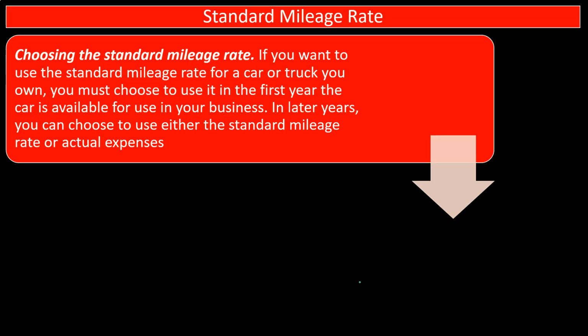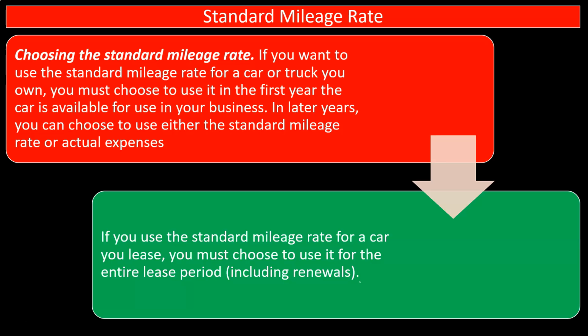So we have the standard mileage rate method. Choosing the standard mileage rate: if you want to use the standard mileage rate for a car or truck you own, you must choose to use it in the first year the car is available for use in your business. In later years, you can choose to use either the standard mileage rate or the actual expenses. So they're basically saying we want you to pick that rate in the first year. But if you want to jump from that to the actual deductions in a later year, then you may have flexibility to do that.